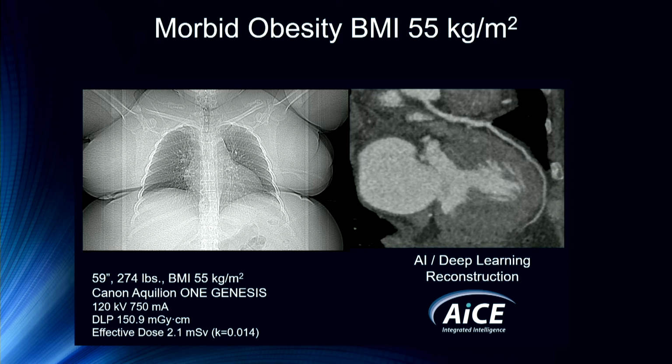But with conventional deep learning reconstruction, we're able to really suppress the image noise. And here's a patient, BMI 55. They're huge. 275 pounds, 5'5", large amount of attenuation across the chest, but we're able to get a completely diagnostic image.